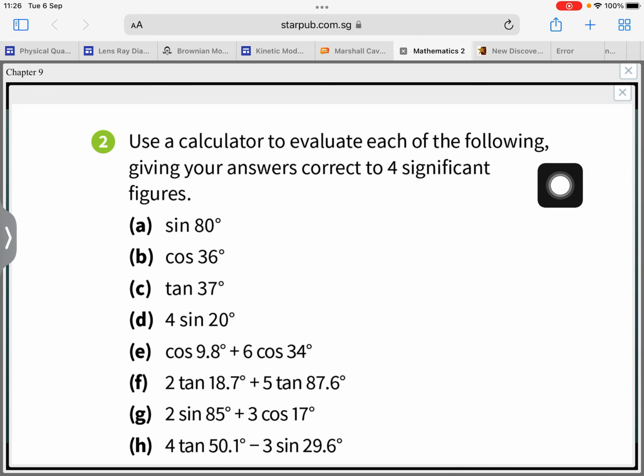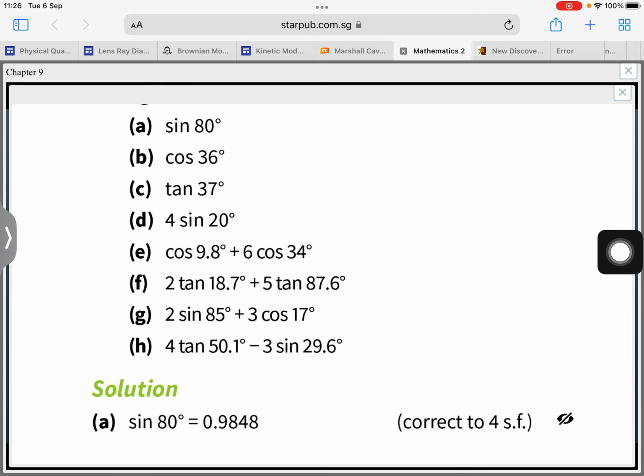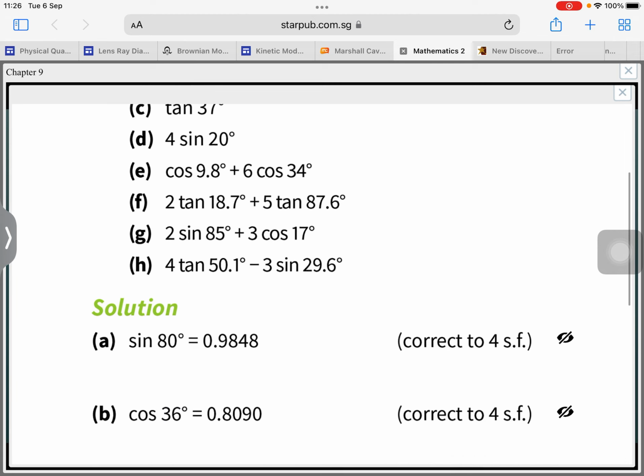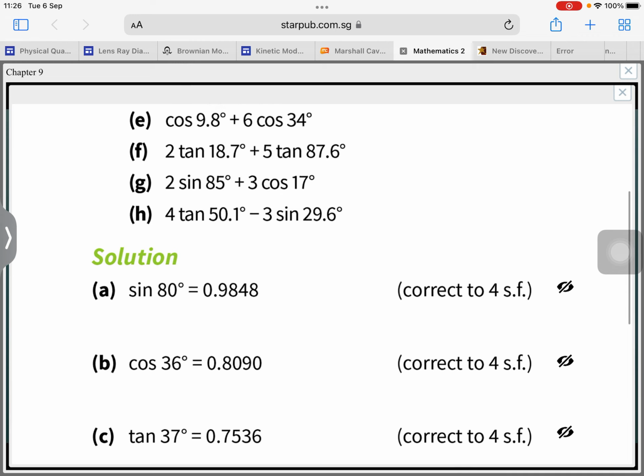Use a calculator to evaluate each of the following. Give your answers corrected to 4 significant figures. All you need to do is key into a calculator. I'll just show you the answer. Sine 80, you should get 0.9848. Cosine 36, you should get 0.8090. Tangent 37, you should get 0.7536. These are the most basic. You just need to key in and you should be able to get an answer.